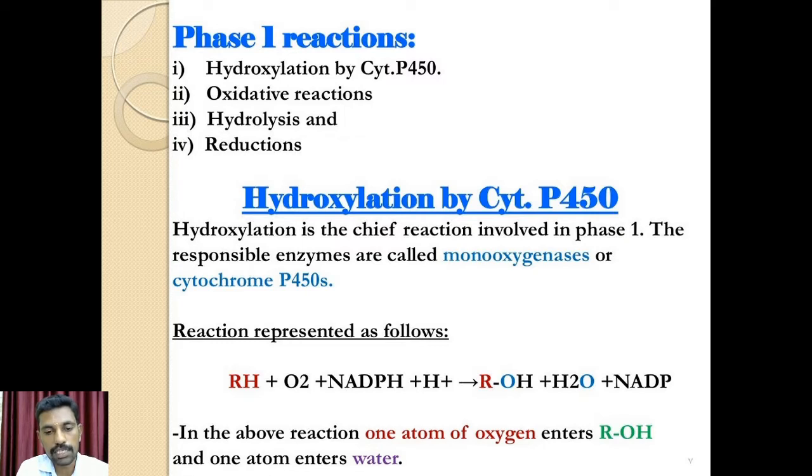Phase 1 yields a polar, water-soluble metabolite that is often still active. Many of the products in this phase also become substrates for phase 2 reactions. So hydroxylation by cytochrome P450, oxidative reactions, hydrolysis and reductions, these are all the phase 1 reactions.